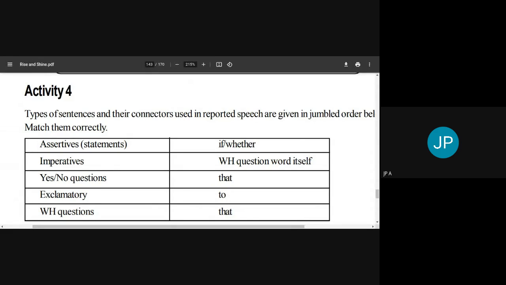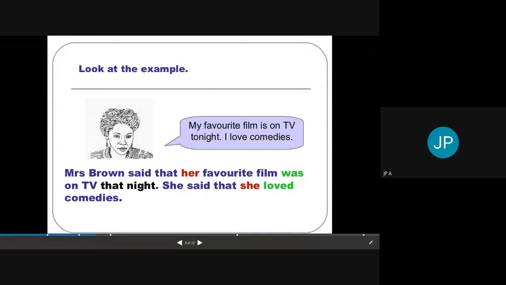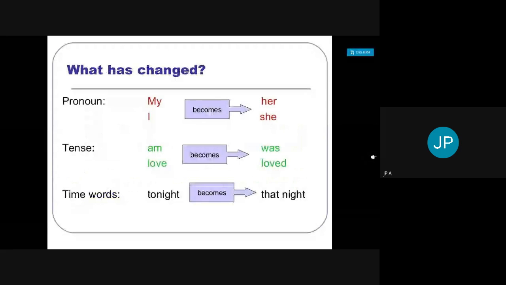What are the changes that happen? We look at the previous sentence that we shared here. My favorite film was on TV tonight. I love comedies. What are the changes that happen? We discussed the verb changes, but it is not just the verb that changes. There are many other changes that happen. What are the other changes? There is a change in the pronoun.